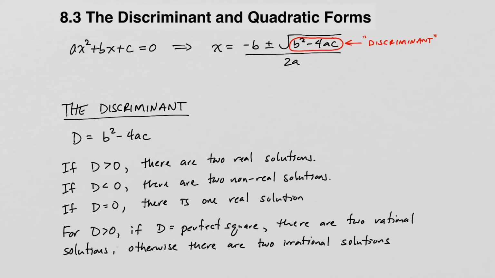And finally, let's go back to the discriminant being positive. If the discriminant is positive, and if that number is a perfect square, then our two solutions are going to be two rational solutions. Otherwise, if your discriminant is not a perfect square, you're going to get two irrational solutions. So let's do some examples where we can use the discriminant to classify our answers.